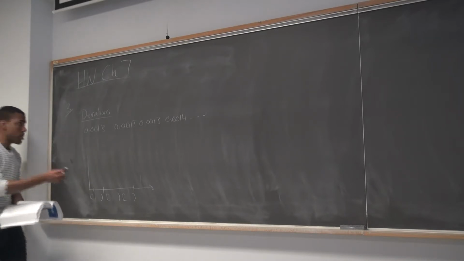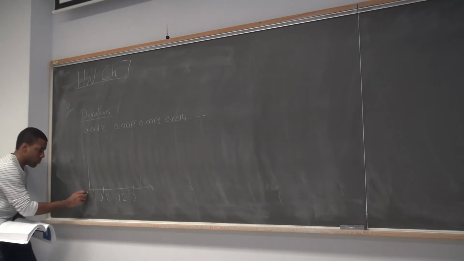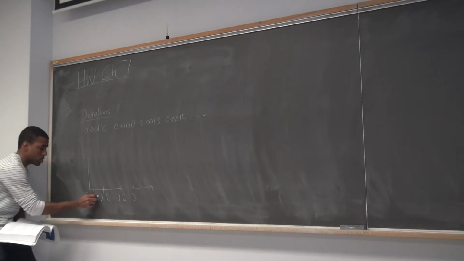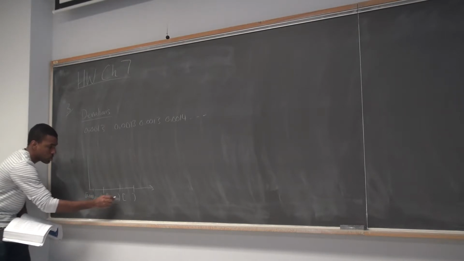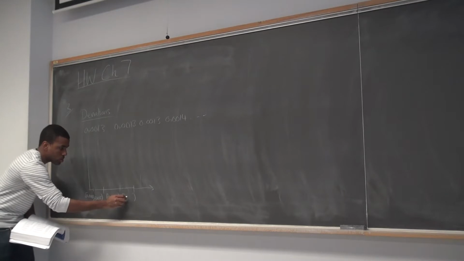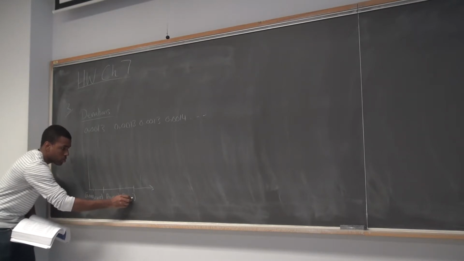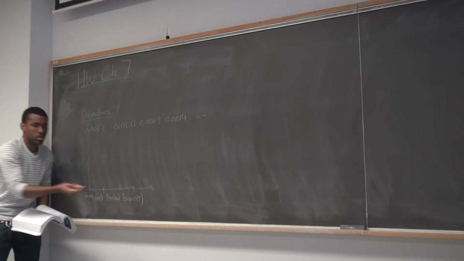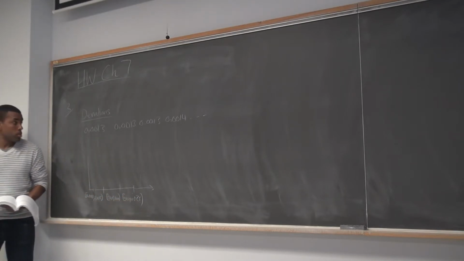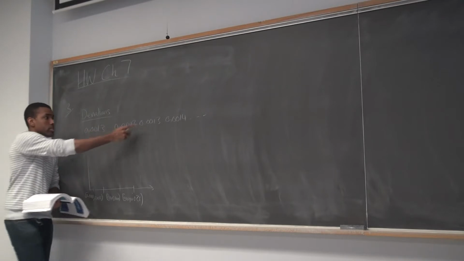So maybe something from like 0.0010 to 0.0015, and then you do 0.0015 to 0.0020, or 0.0020 to 0.0025. You know, that's just an example. And so basically you're going to count all these guys, right?